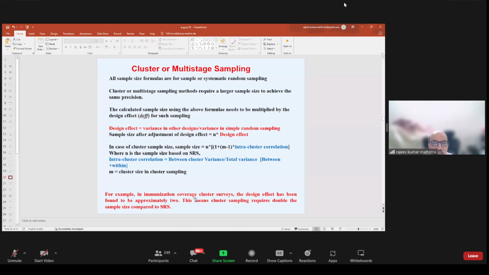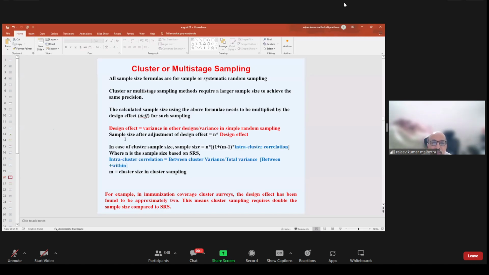What is the design effect? Design effect is the variance in the other design divided by the variance in simple random sampling. In most cases we find the design effect is greater than 1, but in some cases we can also find the design effect is less than 1, like 0.8 or 0.9. So in that case, you have to take care what your design effect is. In cluster sampling, the design effect is generally greater than 1.